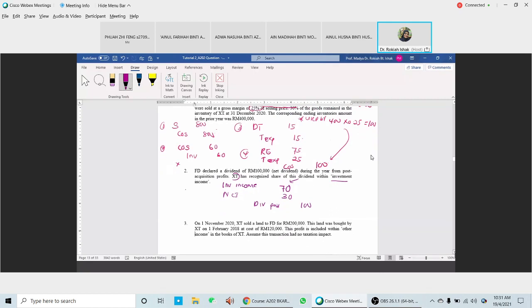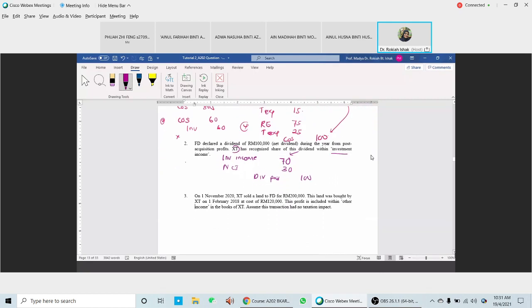Item number 3 here. XT sold land to FD for 200. The land was bought at a cost of 120. The profit is included within other income. Assume that there is no taxation impact. So if you look here, the land is 200 and you bought it at a cost of 120. So you're going to have a profit of 80. So you're going to debit profit from sales of land.